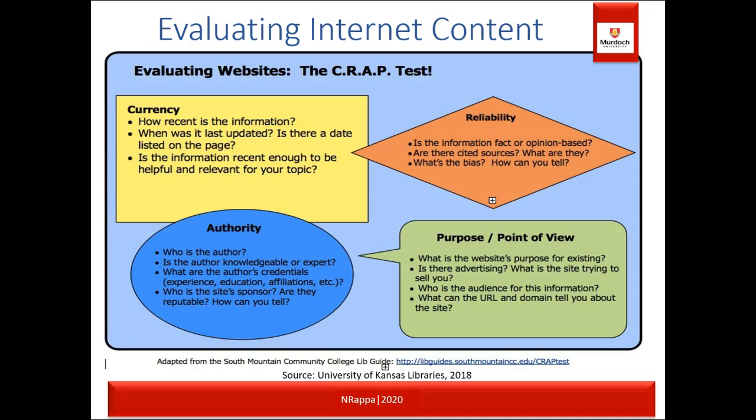Currency is how recent is the information, when was it last updated, is there a date listed on the page, is the information recent enough to be helpful or relevant for the topic or the use that you want to use it for. Reliability: is the information fact or opinion based? Are there cited sources? What are they? What's the bias? And how can you tell?